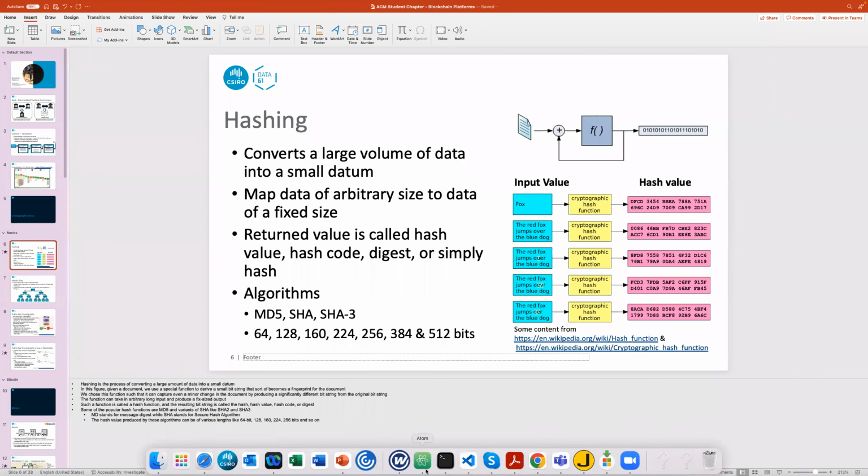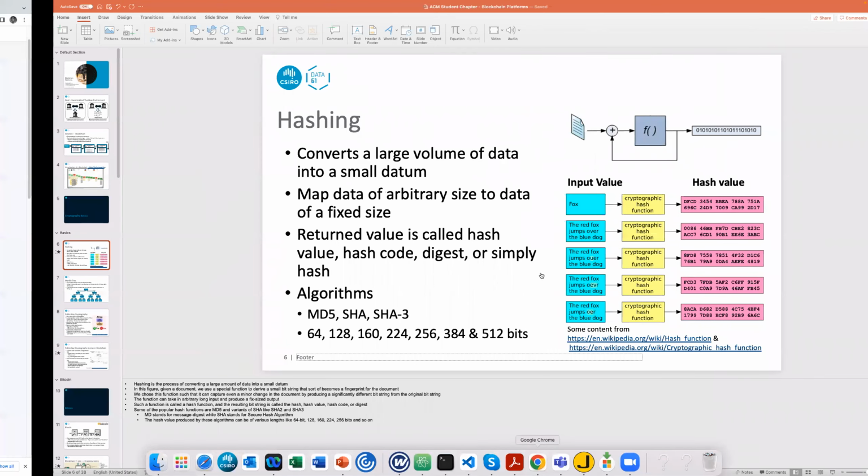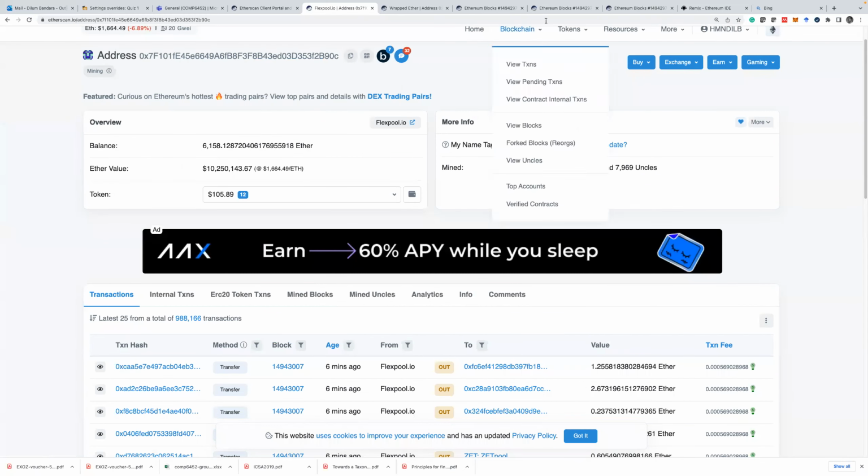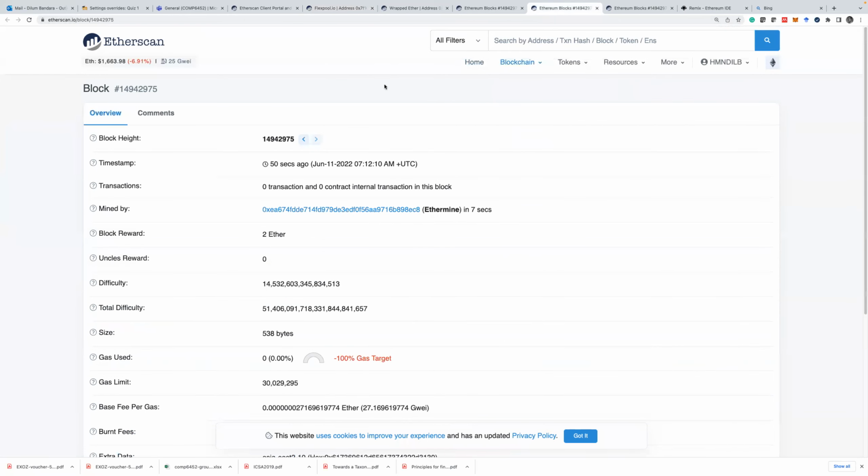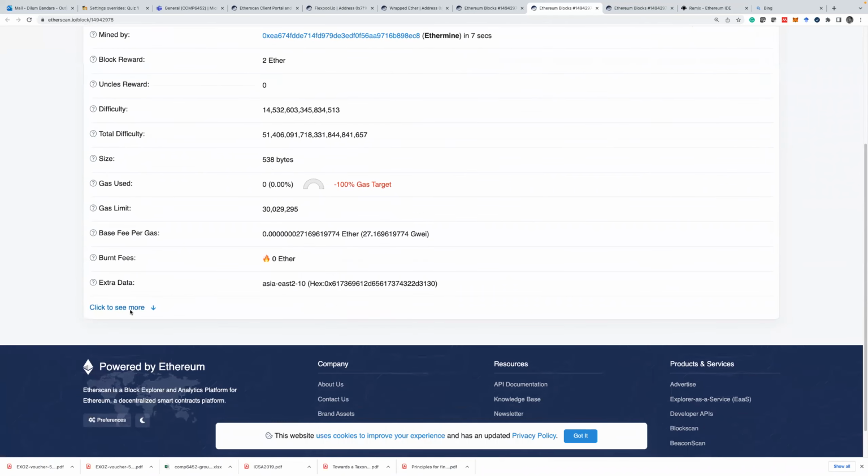Now, again, if I go back and look at one of these transactions, or let's say a block or anything like that. Now, if you look at here, we have a block hash. Let's go down.